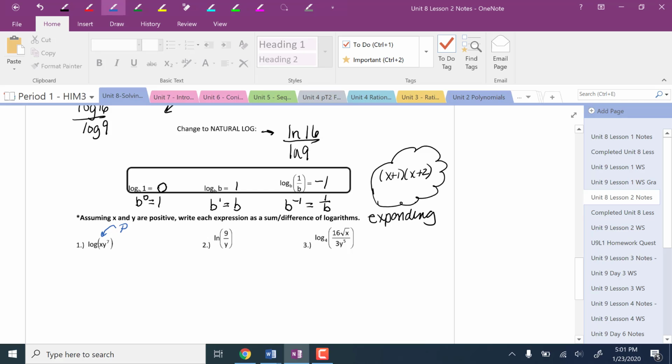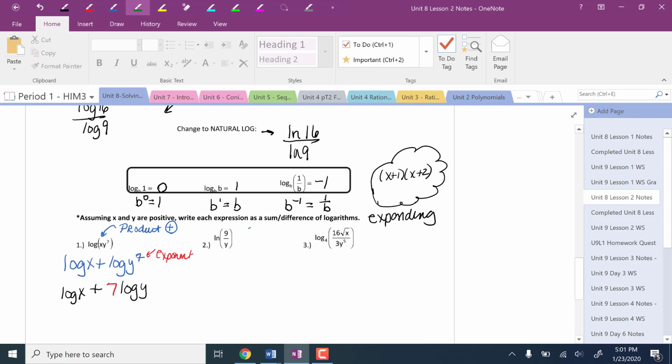So we look at the structure that we have. I have a product. So that means I'm going to be using a plus sign. Then I have the common log of x plus the common log of y to the 7th. And then I have that exponent. So I'm going to use that rule that allows it to come out front. And now I have expanded from that one log expression to the addition of 2 separate log expressions. So going from one term to many.